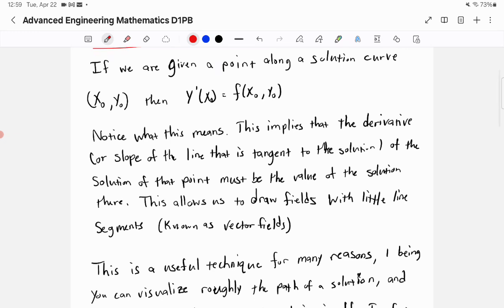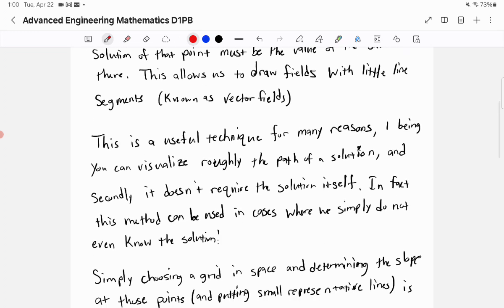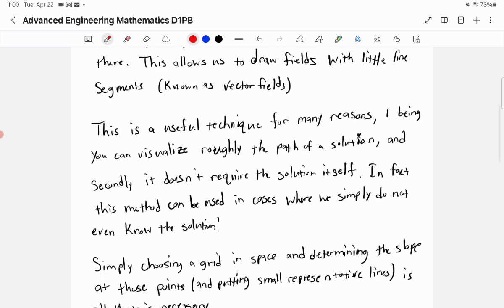If I'm given some point, x naught, y naught, then when I plug those values into the function on the right-hand side, I get a value which tells me what the slope is at that point of any solution that passes through there. And what we can do is express this in terms of little lines, which we'll call the vector field. So this is known as the vector field.